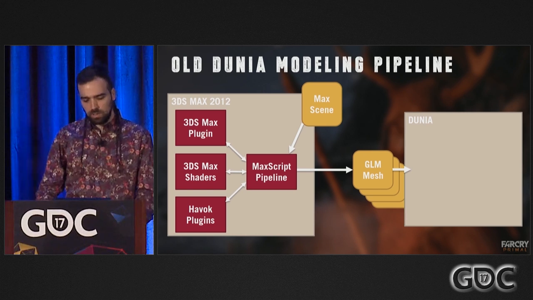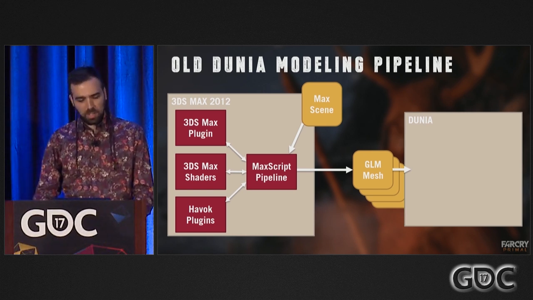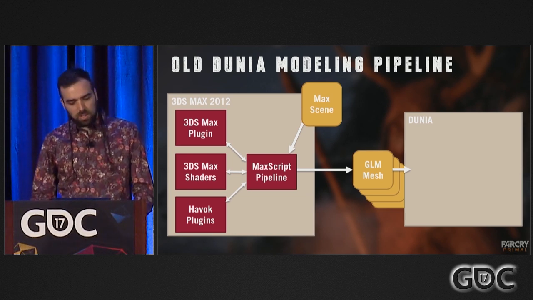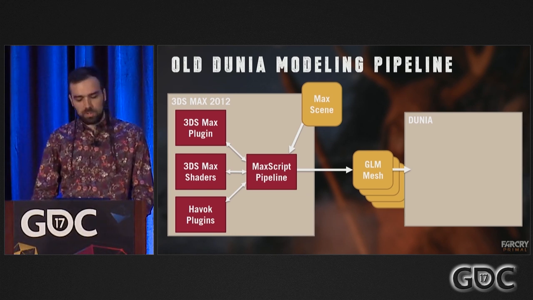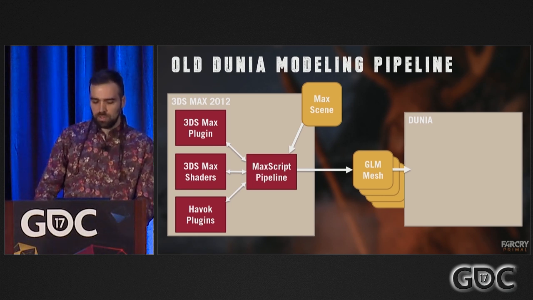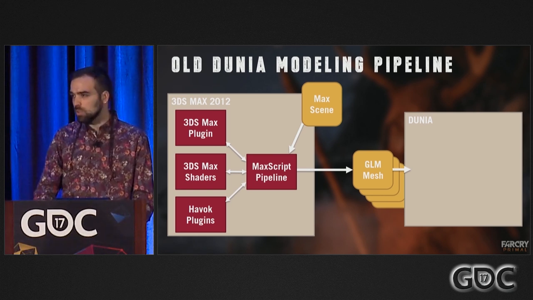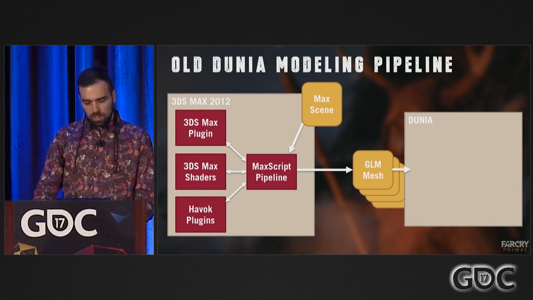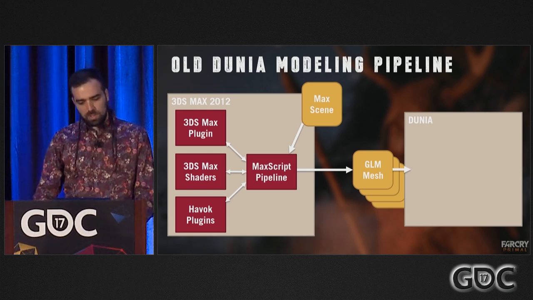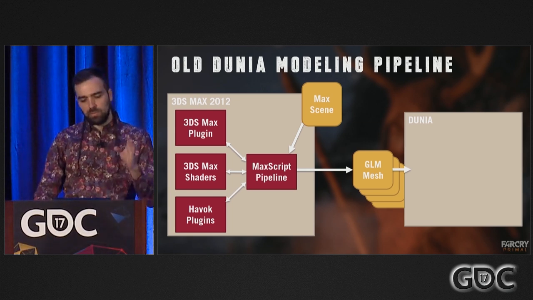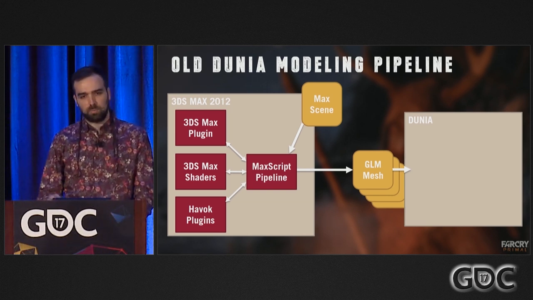So we had a very 3ds Max-centric pipeline. It was all in 3ds Max 2012, a lot of MaxScript, some 3ds Max plugins in C++, some 3ds Max specific shaders, with a lot of MaxScript, once again, to bind the shaders. We also had the dependency on the Havok plugins and all these things. And as you saw, one Max scene goes into the pipeline, and then a bunch of meshes come out.